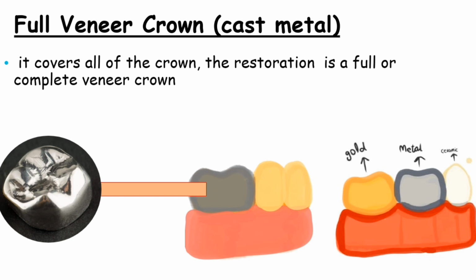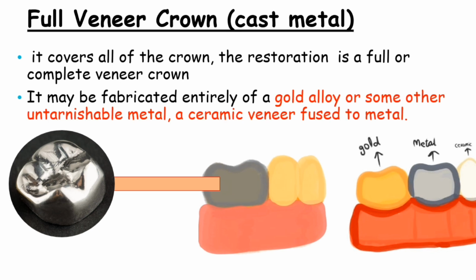In this video, we'll talk about full veneer crown, advantages, disadvantages, indications, and contraindications. So let's get started. A full veneer crown is a type of fixed prosthesis that covers all surfaces of the tooth. It may be fabricated of gold and metal, or a combination of materials like ceramic veneer fused to metal or porcelain veneer fused to metal. You can see in the picture.